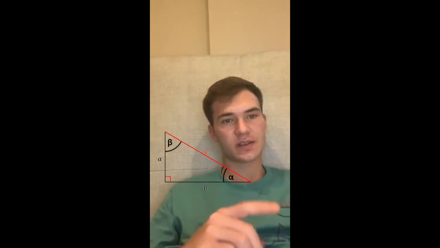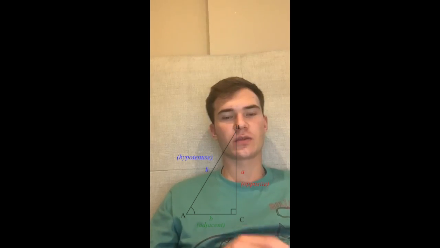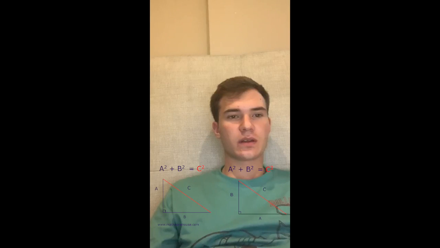In summary, right triangles have one 90-degree angle and two acute angles. Right triangles always have one hypotenuse, the longest side, and two legs. The legs are the sides that touch the right angle. The Pythagorean theorem tells us that a squared plus b squared is equal to c squared.